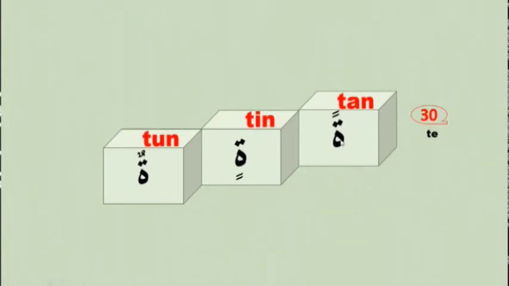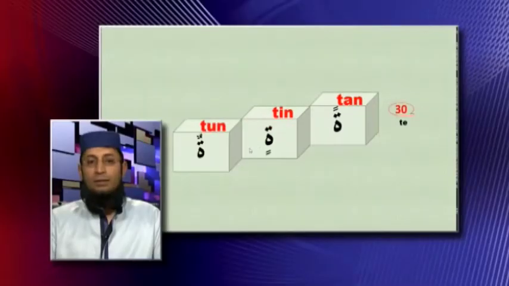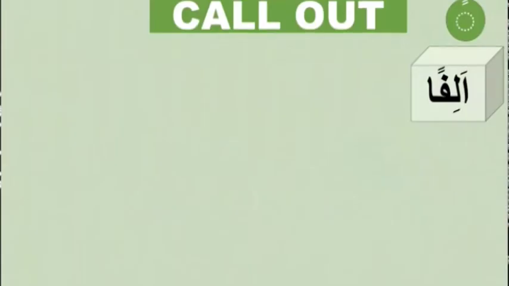The round ta, ta marbuta. Fathatain becomes tan, without an alif it's spelled. Tin, kasratain, and tun, dhammatain. Tan, tin, tun. So alhamdulillah, these are letters 21 to 30 which must be learned with the fathatain, kasratain, and dhammatain. Right, now let us look at some examples from letters 21 to 30.